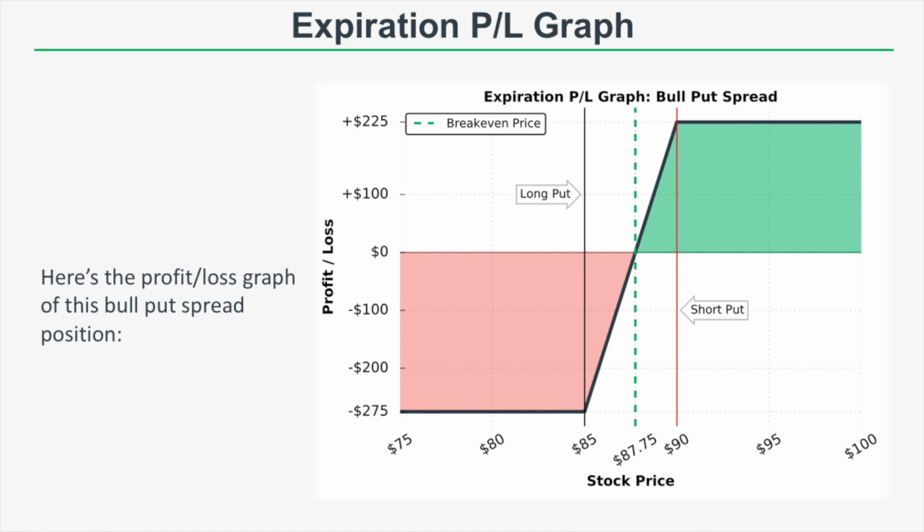Now the break-even price is $87.75. That comes from the short put strike price of $90 less the $2.25 credit we received, which gives us $87.75. So if the stock price is right at $87.75 at expiration, we're going to break even on this trade because the short 90 put will be worth $2.25 and the long 85 put will expire worthless. So if we add those two values together, 2.25 plus 0, we get a spread value of $2.25. Since we sold the spread for $2.25, if it's worth $2.25 at expiration, we break even.